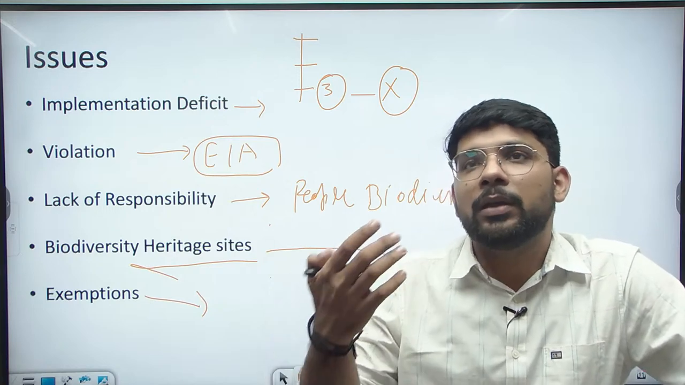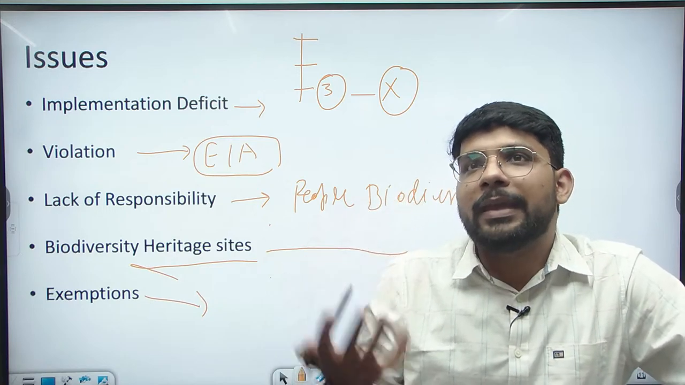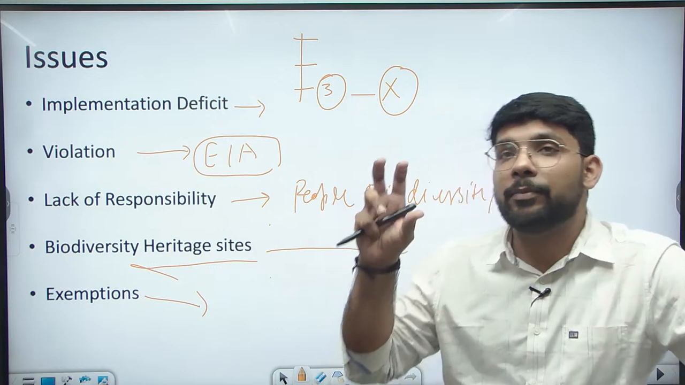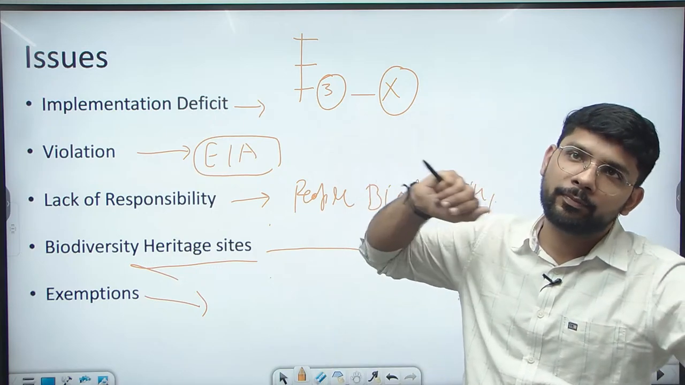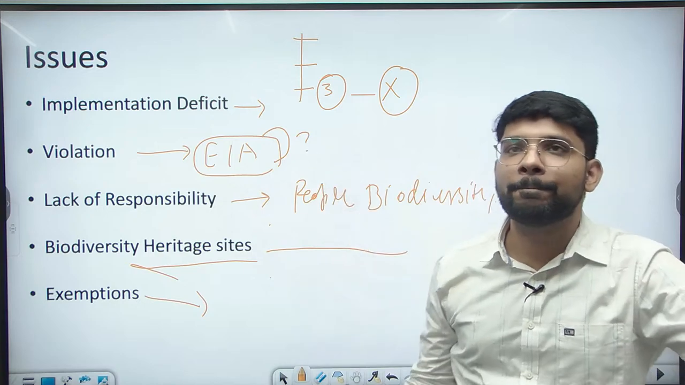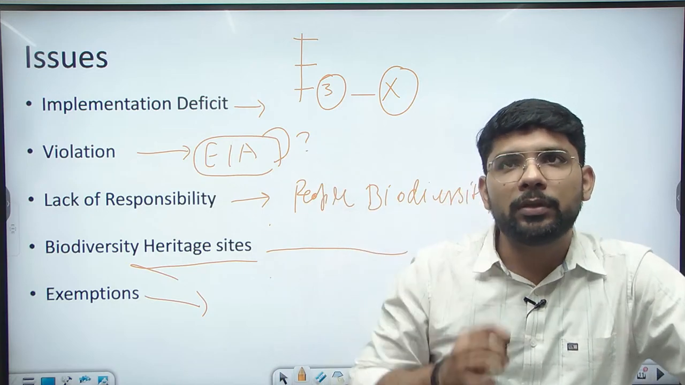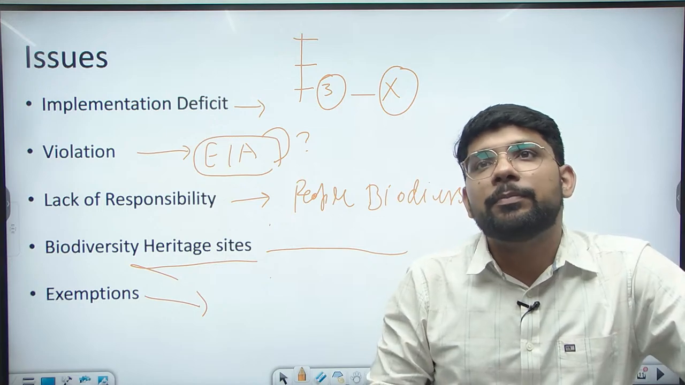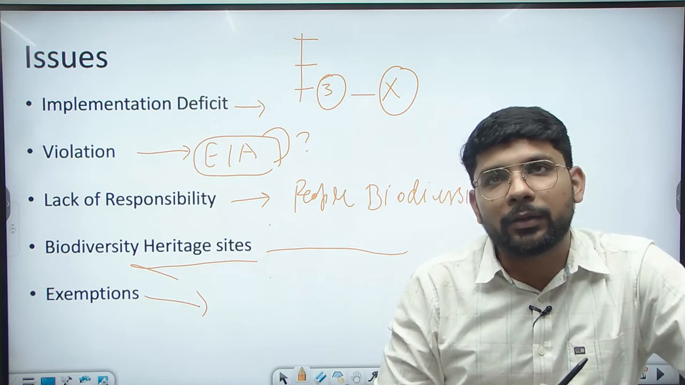Like if we want to develop some of the area related to that, there are some exemptions related to the environment. So the environmental impact assessment issue is also there. So these are the issues related to the Biodiversity Act. So this is the demand of the second part of the question.